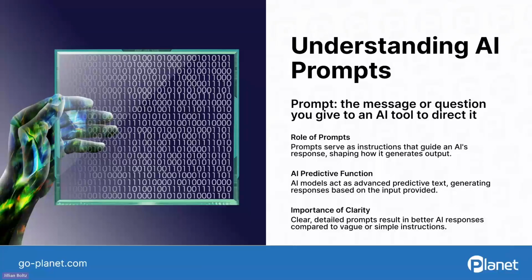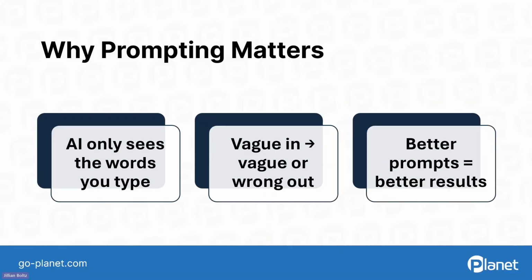AI models function as advanced predictive text, aiming to generate the most likely continuation based on your input. Clear, detailed prompts yield better results. For example, a simple "summarize this article" versus a specific, context-rich prompt produces markedly different outputs. If you're combining the option of a suggested prompt with your own instructions, you're likely seeing that you're getting better results than going with a generic prompt.